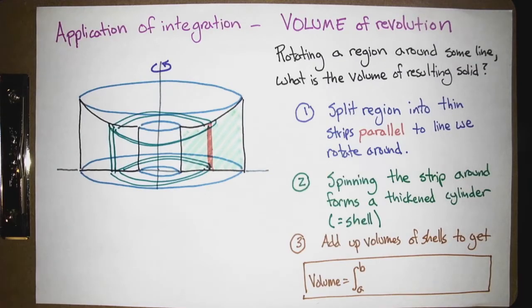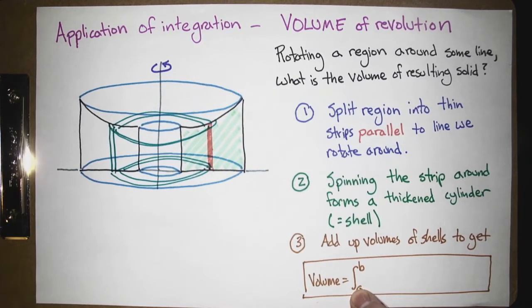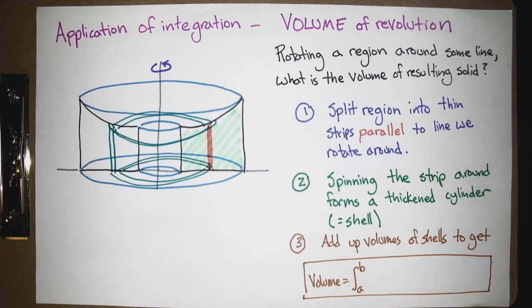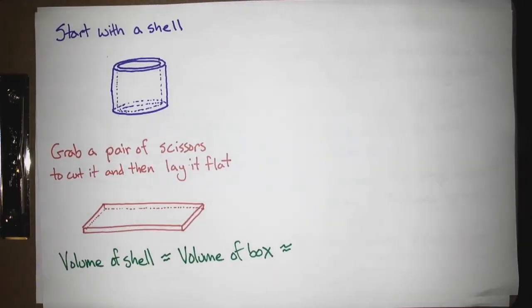So you say, okay, well, we can approach it philosophically the same way. All we have to do is figure out what's happening with one shell. If we can figure that out, then we add them all up, and life is good. So once we figure out the volume of a shell, then to find the total volume, you add up. So remember, that's integration. Well, we have to figure out the volume of a shell. So let's do that. So we'll start with the shell. It's our thickened cylinder. You know, pull out from your pocket a pair of scissors, and we start cutting.